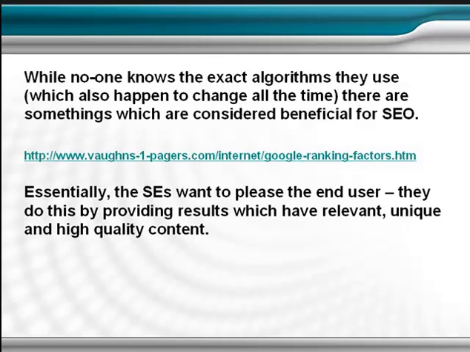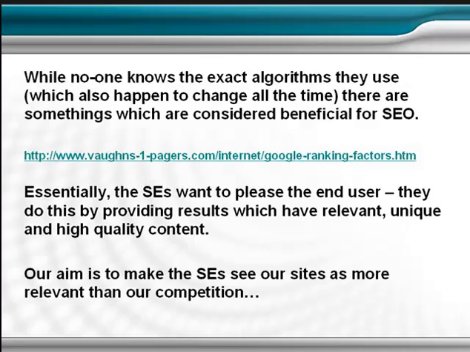So essentially, search engines want to please the end user, and they do this by providing results which have relevant, unique, and high quality content. The whole goal of a search engine is to give the user what they want. So if they start giving results that aren't very useful to people, then the search engines are not going to be used by those people. So they have a real high priority on giving the user what they want. So our aim is to make search engines see our sites as more relevant than our competition. In that case, we can rank higher.